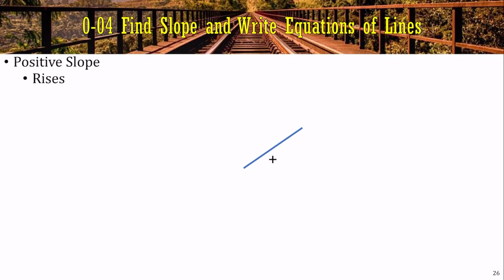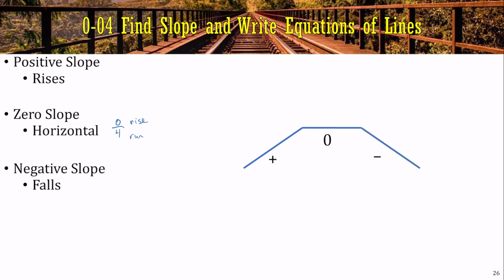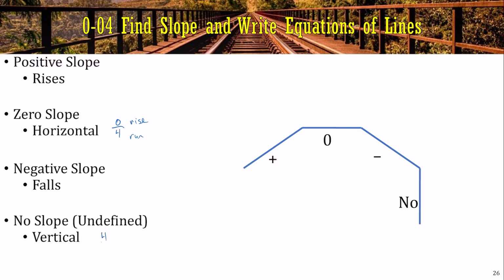If the slope is positive, then the line rises from left to right. If there is 0 slope, that would be like 0 over 4. That's horizontal because it has 0 rise and some run. If the slope is negative, it falls from left to right. And if there's no slope or an undefined slope, that would be like 4 over 0. There's some rise, but there's 0 run, so it doesn't go sideways, it just goes up and down. Call that no slope.